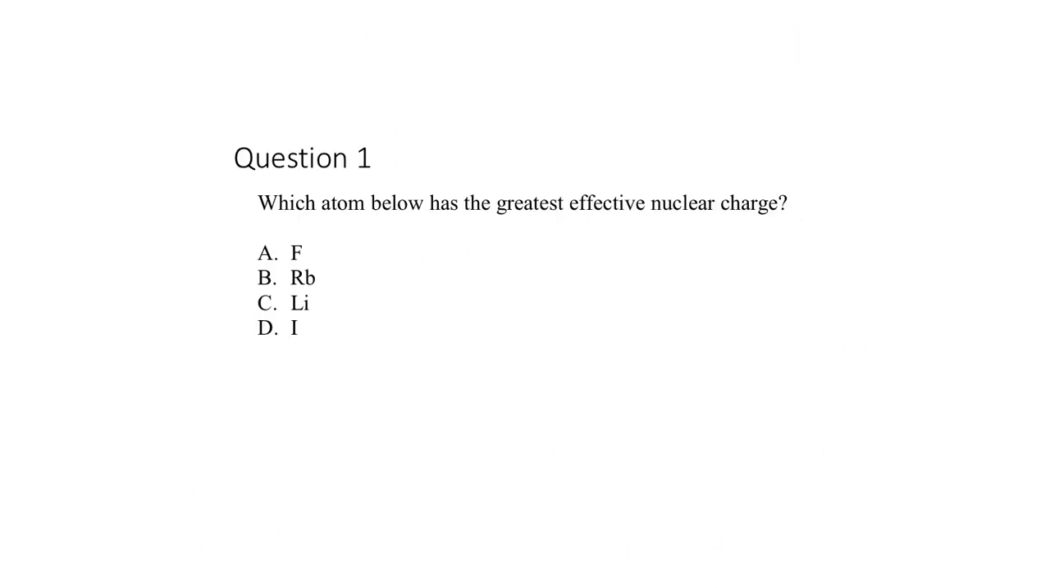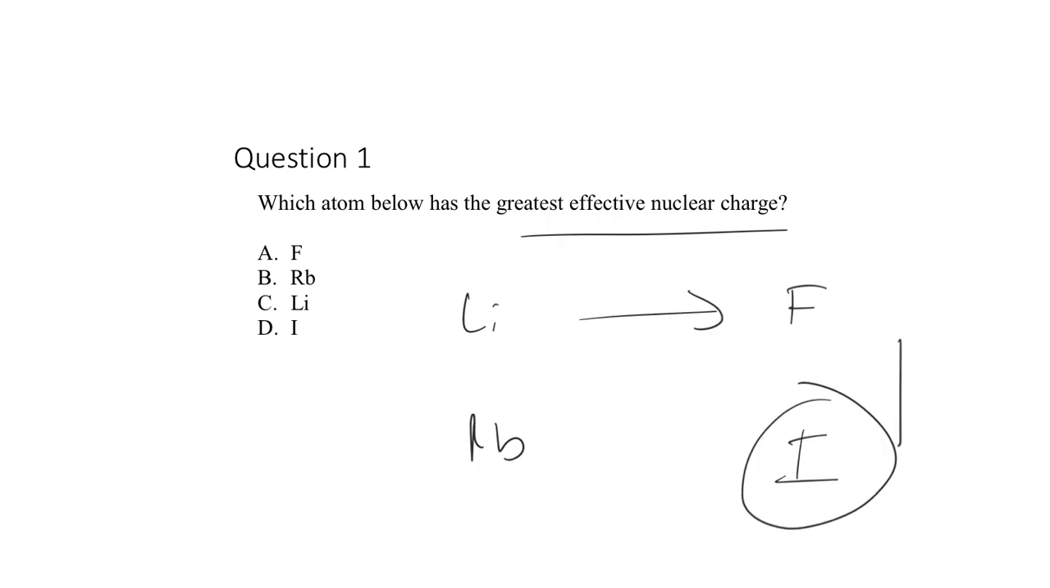Review topics. So effective nuclear charge. Which atom has the greatest effective nuclear charge? A lot of these are just rearranging or making sure we're comparing these on the right groups of the periodic table. So the greatest effective nuclear charge, because we're increasing this way and increasing this way, would be iodine. The lowest would be lithium.